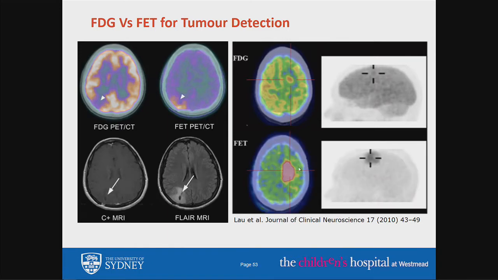Similarly, another patient with a primary tumour. This is the FDG uptake showing a focal increase, but actually quite hard to pick on the MIP against the background activity, whereas you have a much better signal-to-noise ratio on the FET scan. And these were both cases of WHO grade 2 tumours.